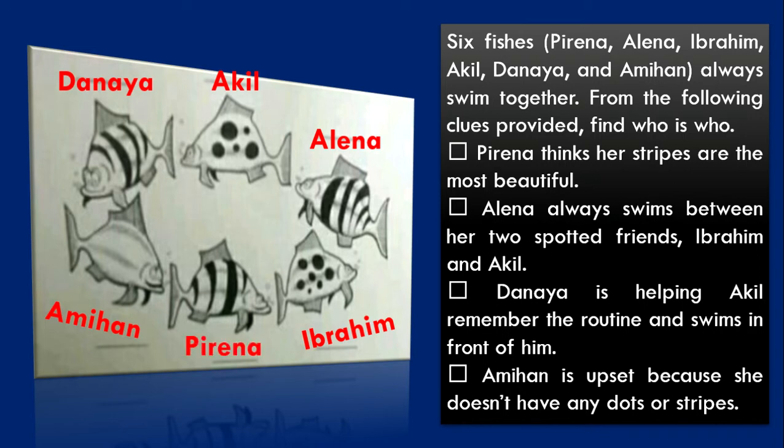Okay, we can go back to the first clue. Pirena thinks her stripes are the most beautiful. So we can say this is Pirena. Okay, so we need to use each statement and relate the statements to each other so that we can identify the names of these fish.